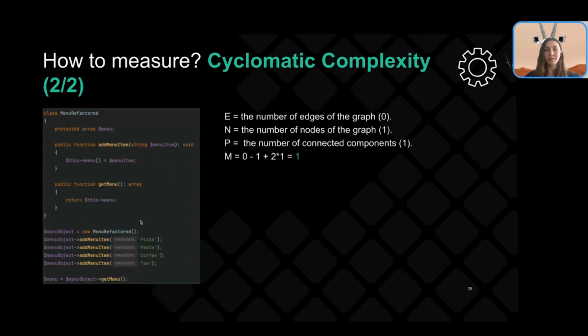What about the second example? It's exactly the same. We didn't change anything. We didn't add any if else or any other constructions. So the cyclomatic complexity here is still 1.